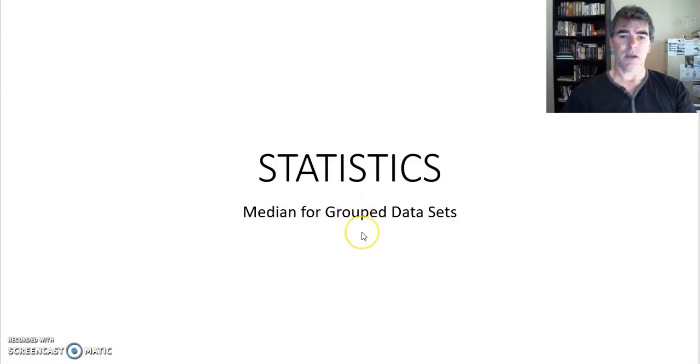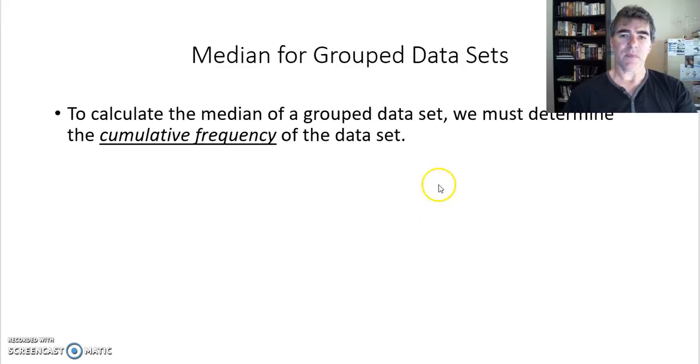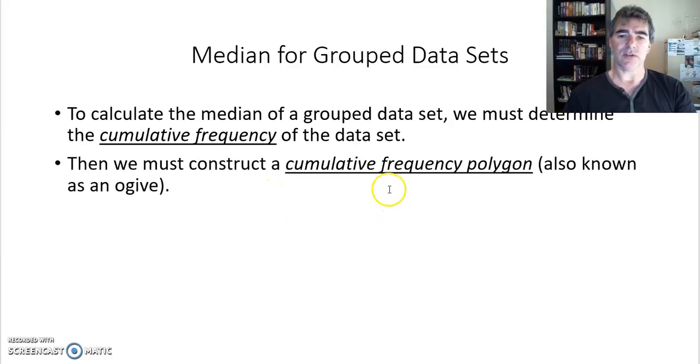So in this video we're going to have a look at how we find the median for grouped data sets. Remember, the median is basically the middle score, but to be able to do it for grouped data sets we need to be able to find the cumulative frequency, and that's certainly going to make it a lot easier. And then we're going to construct a cumulative frequency polygon.